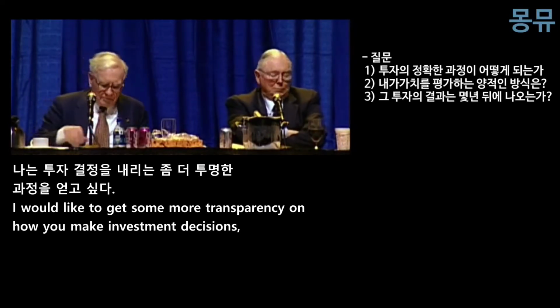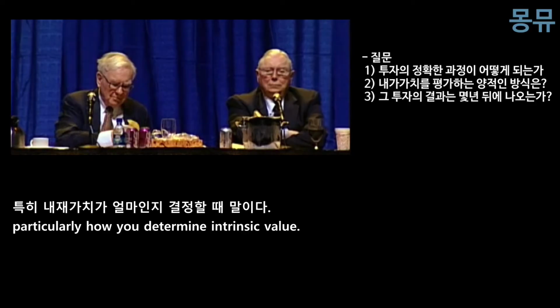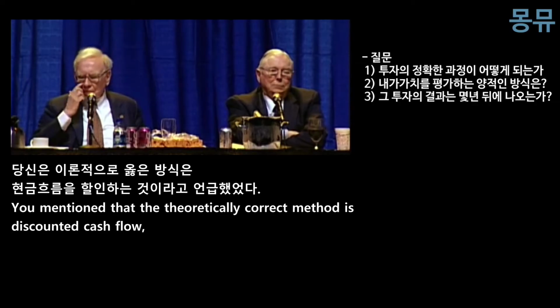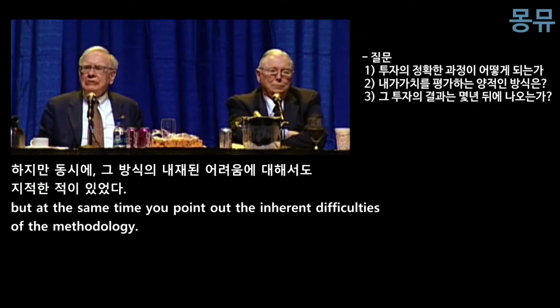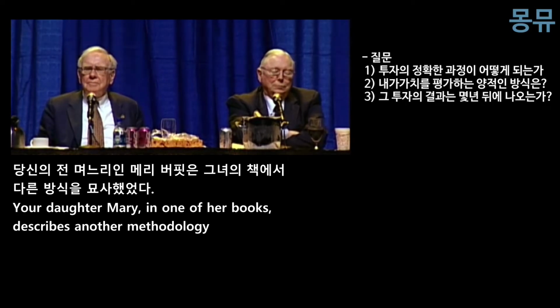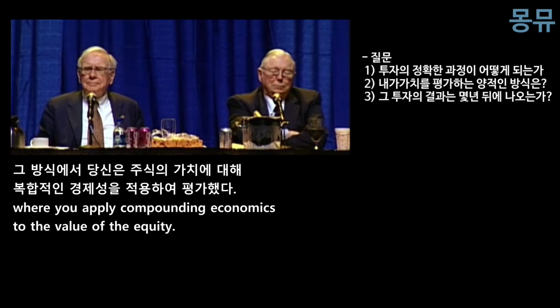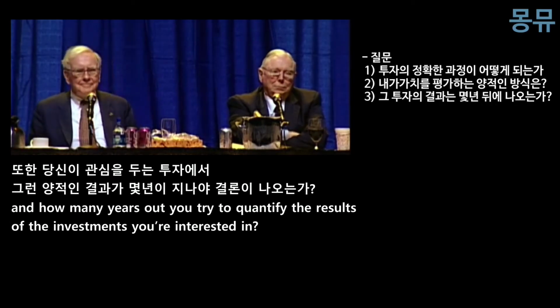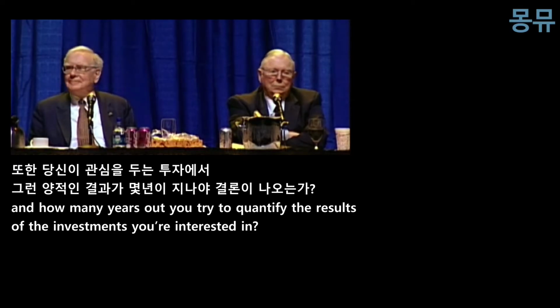Some more transparency on how you make investment decisions, particularly how you determine intrinsic value. You mentioned that the theoretically correct method is discounted cash flow, but at the same time you point out the inherent difficulties of the methodology. From other books, I see that you use multiples on operating earnings or owner multiples. Your daughter Mary, in one of her books, describes another methodology where you apply compounding economics to the value of the equity. Could you give us a bit more transparency which quantitative approach you use and how many years out you try to quantify the results of the investments you're interested in?